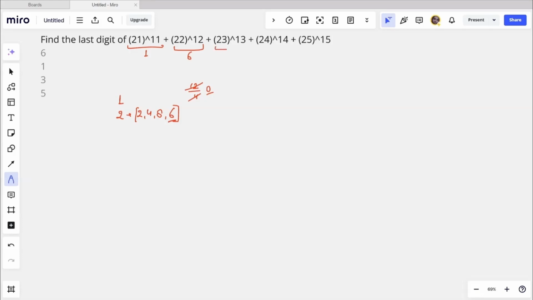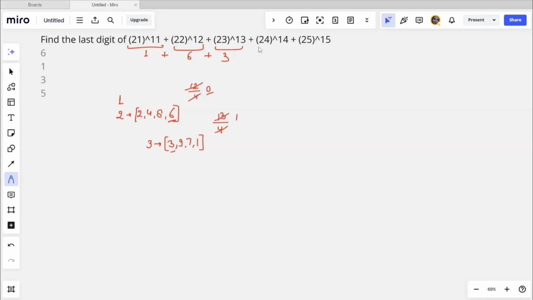Now try to solve this part, 3 raised to the power 13. What will be the power cycle of 3? It is 3, 9, 7, 1. Now, what is the power of this expression? The power is 13. Let's divide the power by 4 because we have 4 elements in the power cycle of 3. 4 times 3 is 12, so the remainder is 1. If the remainder is 1, the answer will be the first element of our power cycle, which is 3. As it is, we will keep this sign as it is.